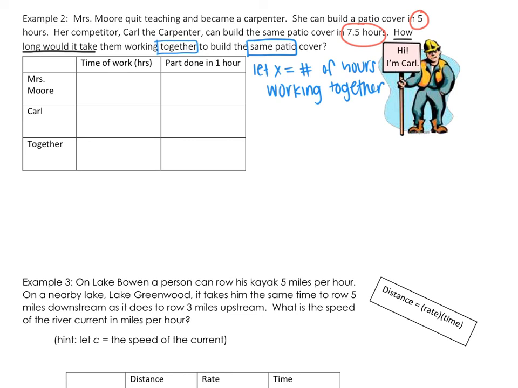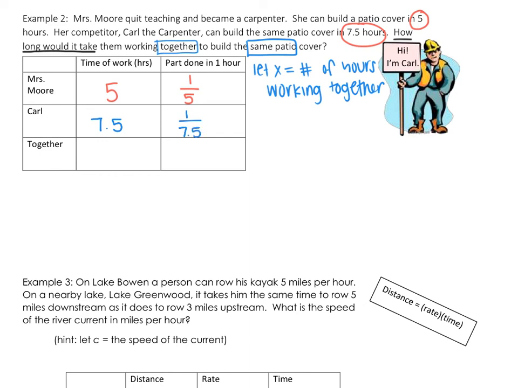First I'm going to do my time. So Miss Moore, my time working in hours is 5. The second sentence says that she can build a patio cover in 5 hours. Now I want to find my part done in 1 hour. So that's going to be 1 hour out of the 5 hours. Now let's look at Carl. Carl says that he can build the same patio in 7.5 hours. So he's a little bit slower than me. So his part done in 1 hour is 1 over 7.5.